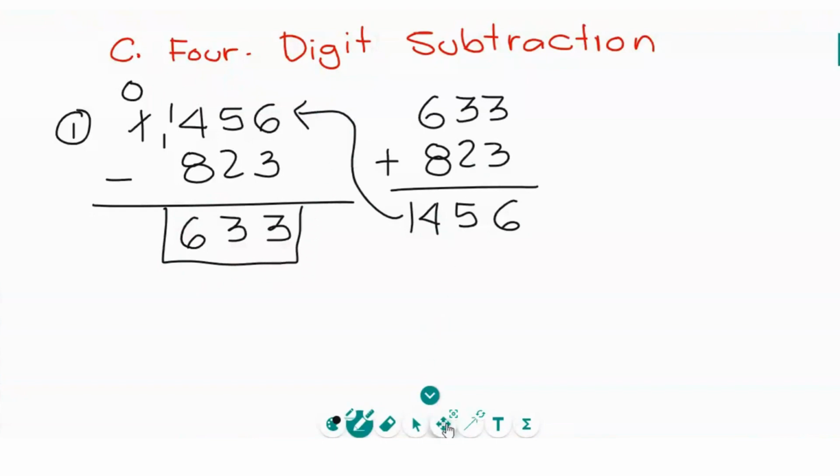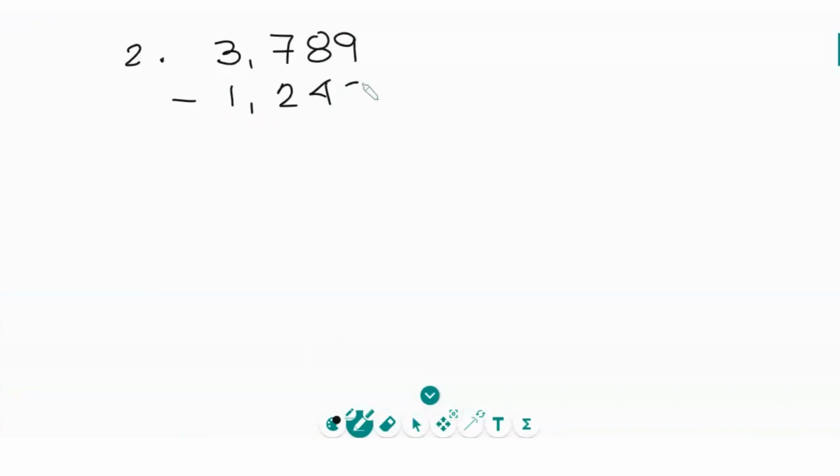So our final answer is 633. Now let's move on to number 2. Here in number 2, we have 3789 minus 1245. Okay, so 9 minus 5 will give us 4, 8 minus 4 will give us 4, 7 minus 2 will give us 5, and 3 minus 1 will give us 2.